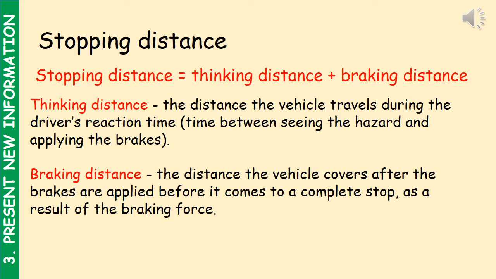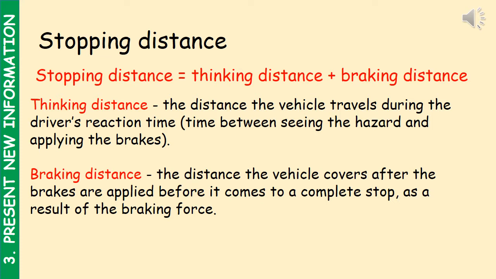Now it's essential you understand the definitions of these two terms. So first of all, the thinking distance, that's the distance the vehicle travels during a driver's reaction time. So it's the time between seeing a hazard and applying the brakes. The braking distance is the distance the vehicle travels after the brakes are applied before it comes to a complete stop, and that would be as a result of the braking force.